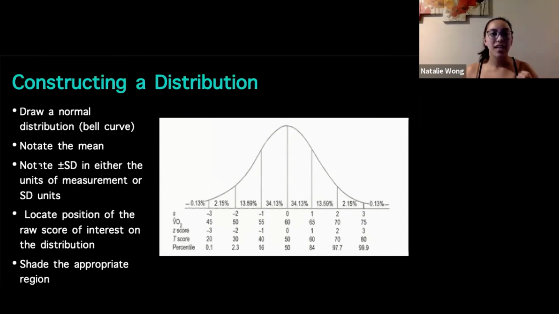This is an important one, constructing the distribution. This is what you actually get tested on, or there will hands down be a question on the exam on this. I guarantee it. So when you're constructing a distribution, you draw a normal distribution. Okay. You note where the mean is. You notate your standard deviations. Either it can be in your units of measurement or in standard deviation units, so basically options row 1 or 2. And then you locate where your raw score exists and shade the appropriate region. That's all I'm asking for when you construct a distribution.